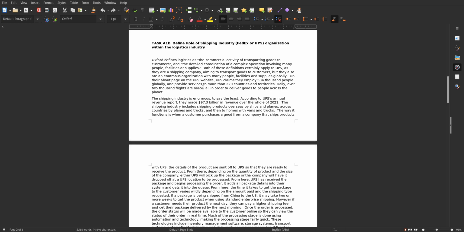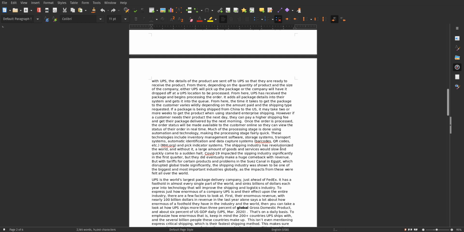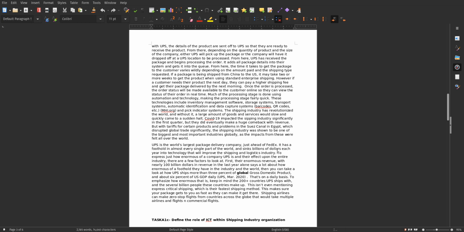The way it functions is when a customer purchases a good from a company that ships products with UPS, the details of the product are sent off to UPS to be processed. From there, depending on the quantity of product and the size of the company, UPS will either pick up the package as needed, or the company will have it delivered to a UPS location. Now, UPS has received the package and will begin the processing order. It adds all the package details into their system and gets it into the queue.